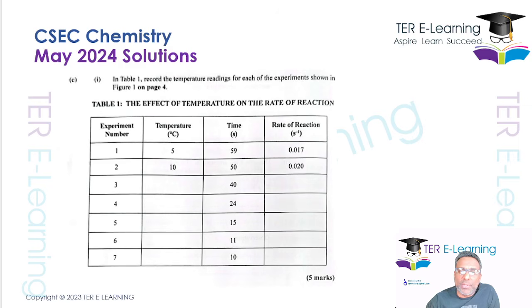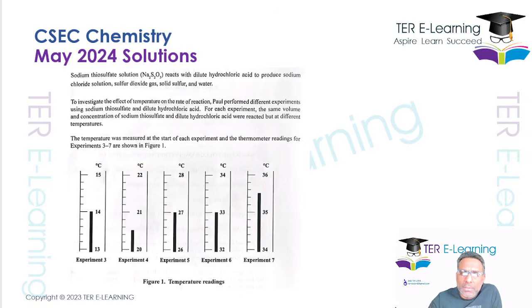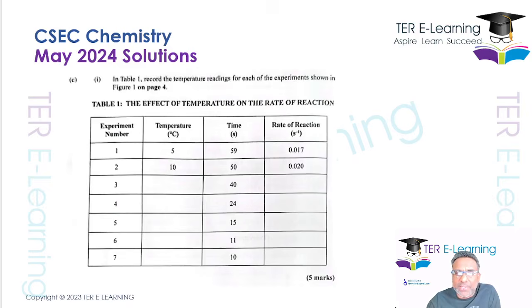Let's see what else they want us to work out. So they give us a table here. We have the different experiments, we have changes in temperature, we have the time taken. So this is a time taken for what? Did they say it was a disappearing cross? I don't even think they said that, but we will assume it's a disappearing cross because the time represents what? What does the time represent?